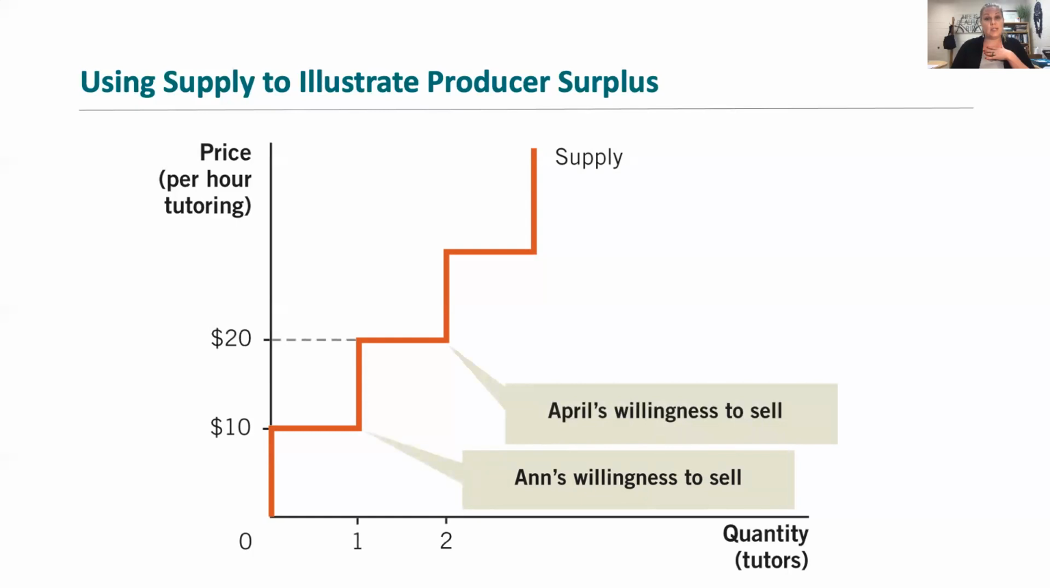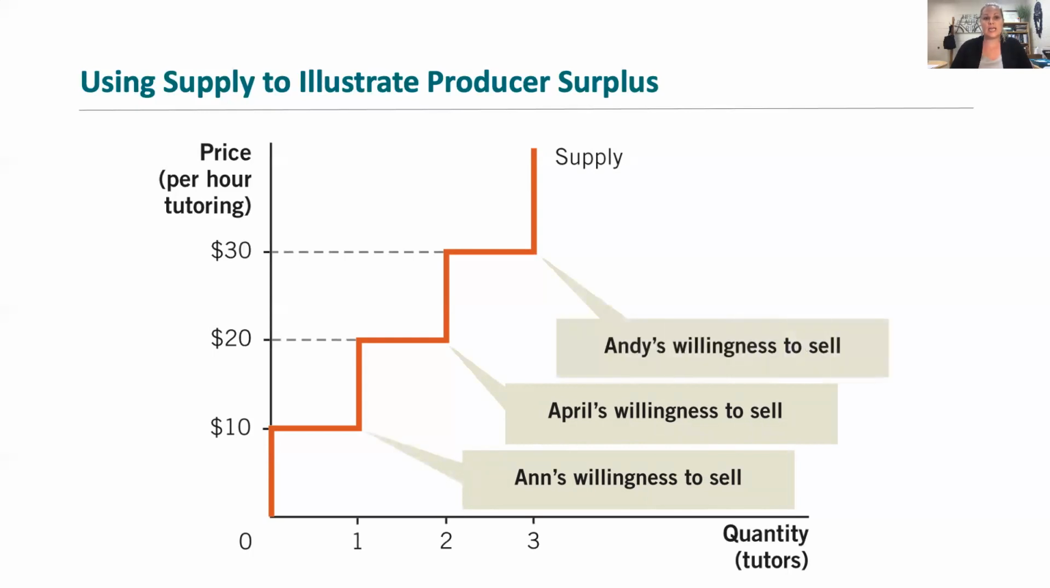The second stair belongs to April. She's willing to provide her services at $20 per hour. The third and top stair belongs to Andy, who's willing to provide his tutoring services for $30 per hour.